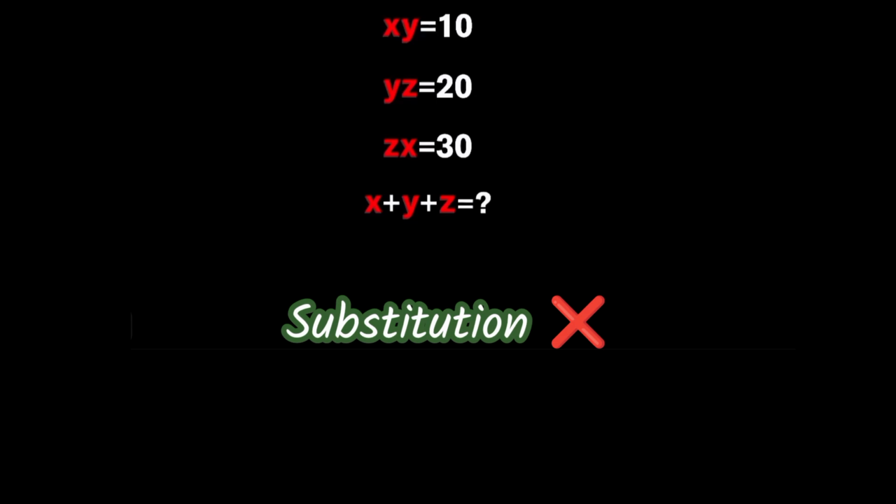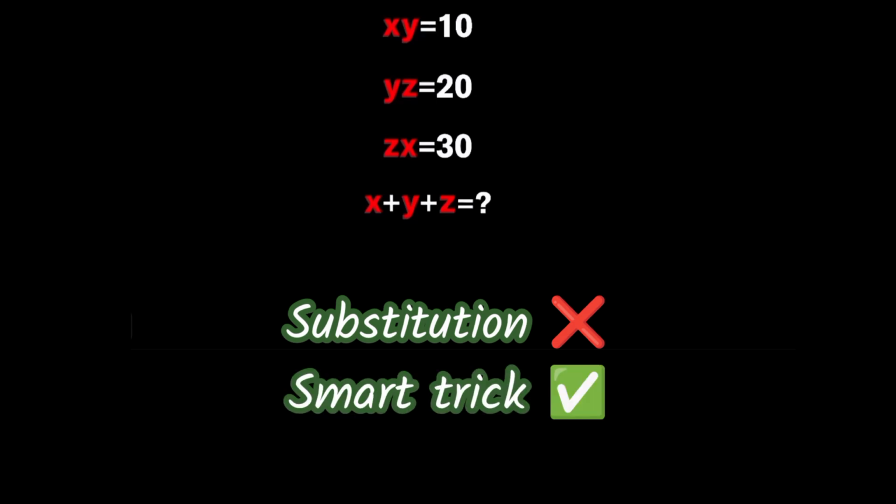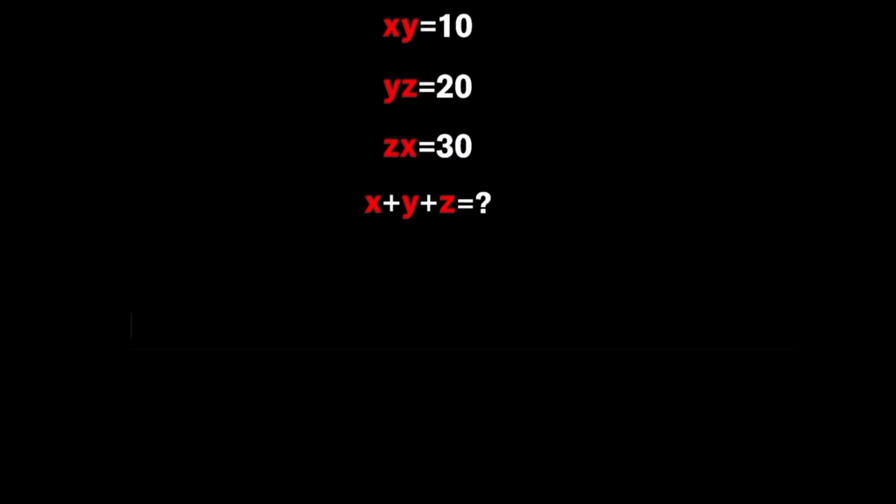Guys, don't use substitution. It is very stressful and time consuming. Let us learn a very smart trick to solve this Olympiad challenge. We need to make use of these given variables to get our unknown variable. And how do we do that? We need to make use of a brilliant algebraic identity.